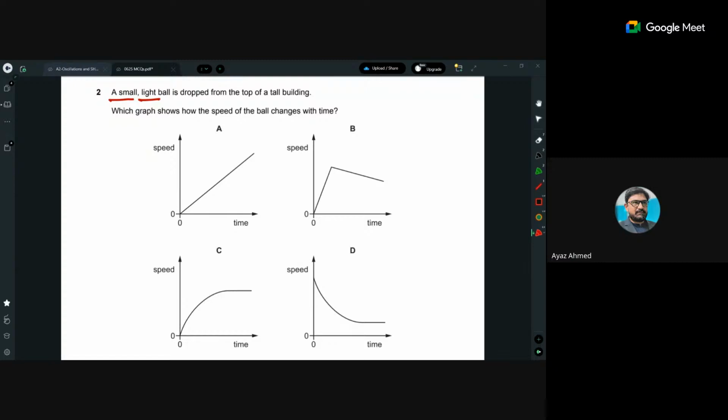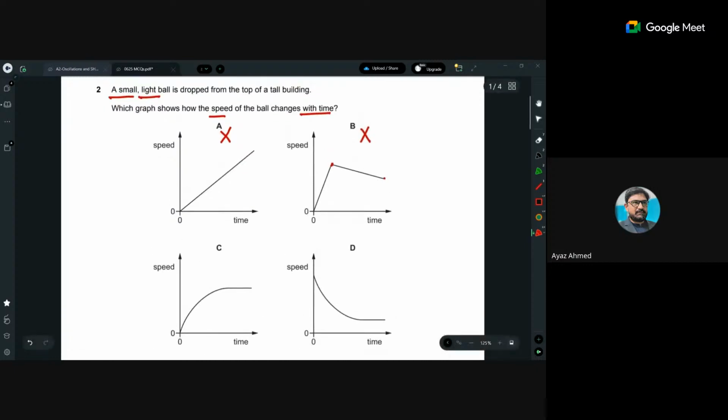A small light ball is dropped from the top of a building. Which graph shows how the speed of the ball changes with time? If the ball is small and light, it would reach terminal velocity because it is dropped from a tall building. So this graph shows constant acceleration, so it will not be there. This shows constant acceleration and constant deceleration, so it will not be there. And this C shows that the ball has decreasing acceleration.